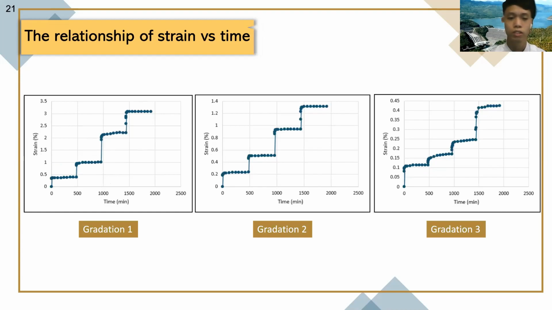These three pictures show the relationship between strain and time in each gradation. It is similar to the stress and time relationship, in that strain increases when time increases too. At each step of constant loading, the strain increases slowly before the load changes.